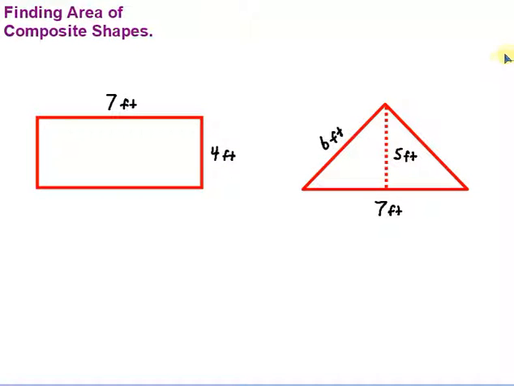Let's take a look at finding the area of composite shapes. The composite shapes are just two shapes that have been put together. It can be more than two, but it's just some shapes that have been combined together to make some new shape. So in this case, we have two different shapes.